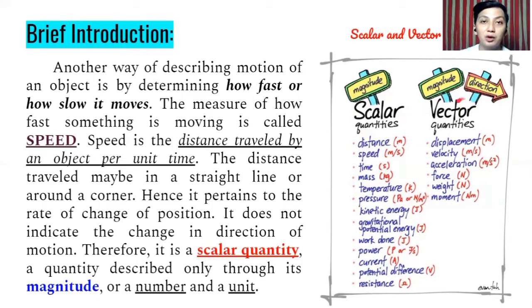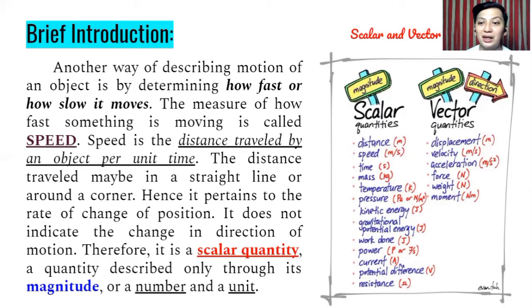Pag sinabi naman natin vector quantities, this is composed of magnitude plus direction. Kapag may direction na, vector quantity siya. Okay, anong example nito? Displacement. Katulad nung kanina, di ba? 5 meters northeast. Di ba may direction northeast? So, velocity, acceleration, force, weight, and then moment. Example natin yung kanina, displacement: 5 meters northeast. May number, may unit, at may direction, yung northeast. Velocity, example, 5 meters per second.